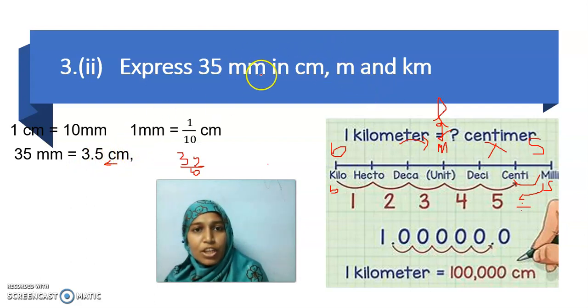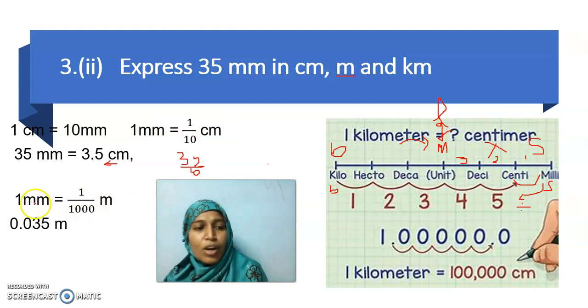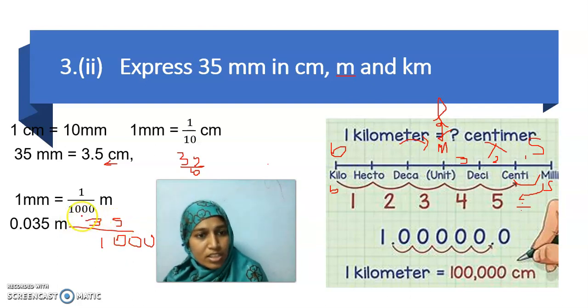Now convert this millimeter to meter. Millimeter to meter: 1, 2, 3. How many transfers do I have? 3. So I should divide it by 1000. Very good. 1 millimeter is equal to 1 by 1000 meter. So 35 millimeter is equal to 35 divided by 1000. How many numbers should I leave after the decimal point? 3 numbers. I have only 2, not one more, so I will place 1 zero and then the decimal point as I have given here. Is it clear, my dear children?